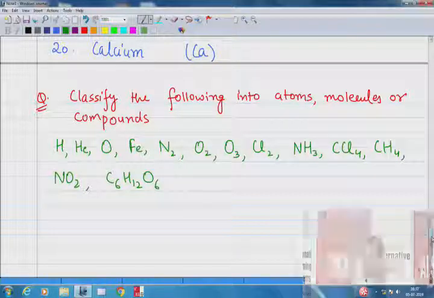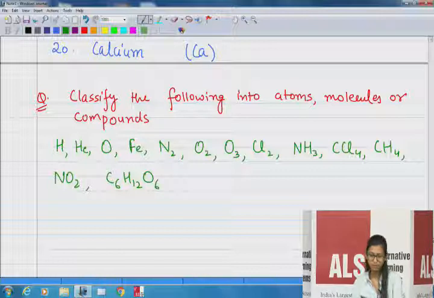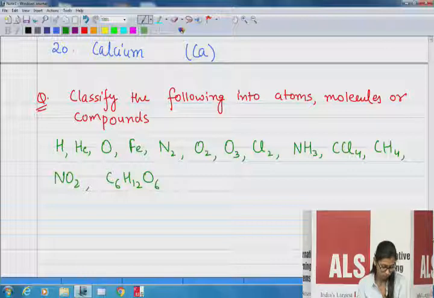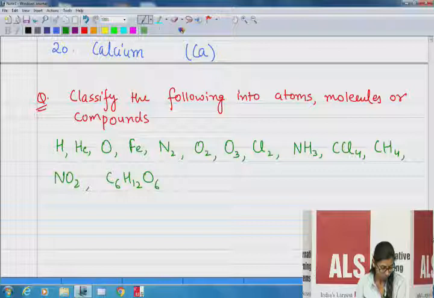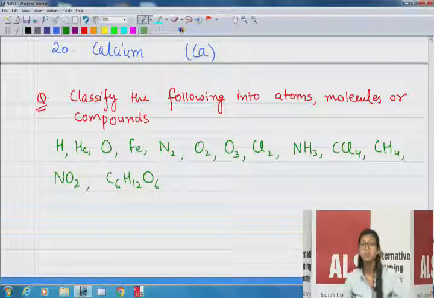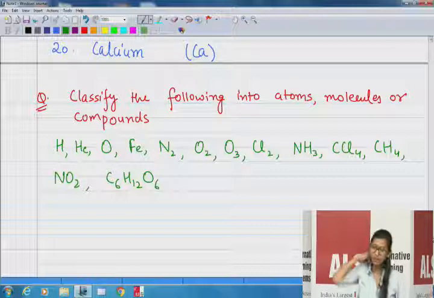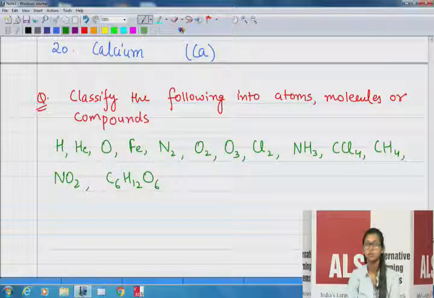Okay, I got the answer. Hydrogen, helium, oxygen and Fe, you are saying these are the atoms. O2, O3, Cl2, you are saying these are the molecules. Okay. And what about the compounds? Yes, Kohima Center. So you are saying that rest are the compounds. Okay, you want to check your answer for the molecules? Anyone? Your answer is correct for the atoms. You are correct for the compounds. You want to check your answer for the molecules?